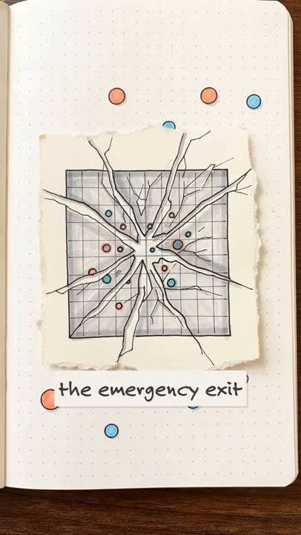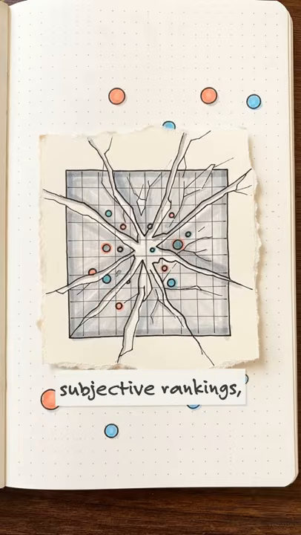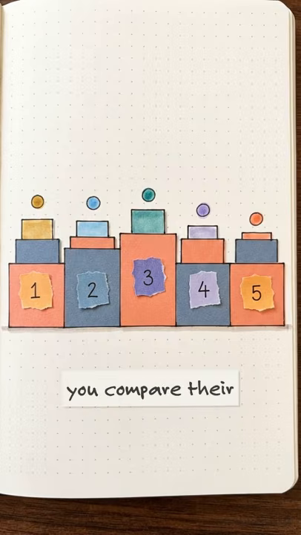Finally, the emergency exit for messy data. When you have extreme outliers or subjective rankings, standard rules break down. Instead of raw numbers, you compare their relative ranks using a non-parametric test, like the Mann-Whitney U.